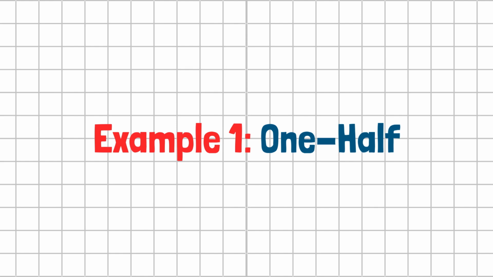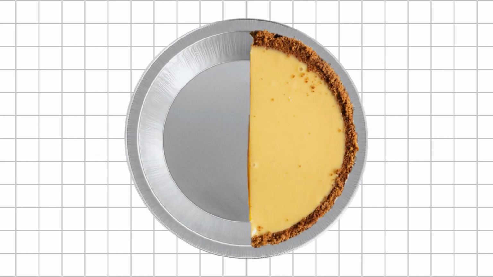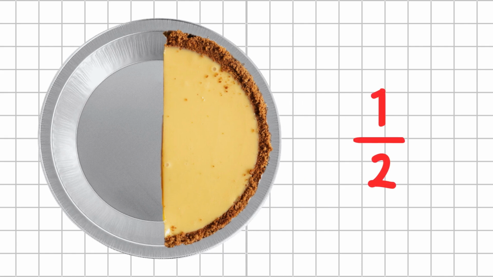Example 1. 1/2. Now imagine a pie cut into 2 equal pieces. If you eat one piece, you have eaten 1 out of 2 parts. That is written as 1/2. Here, 1 is the numerator, you took 1 piece. 2 is the denominator, total 2 pieces.